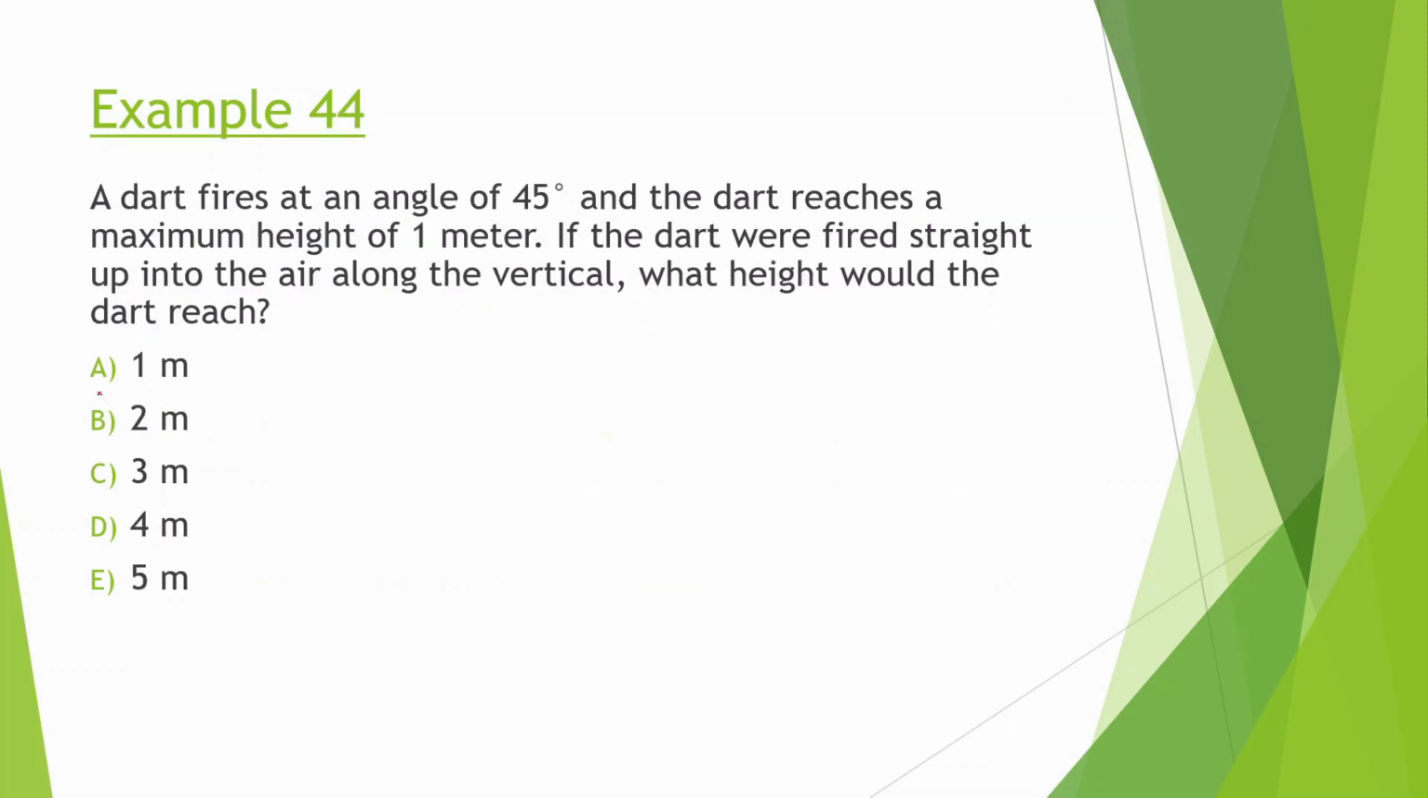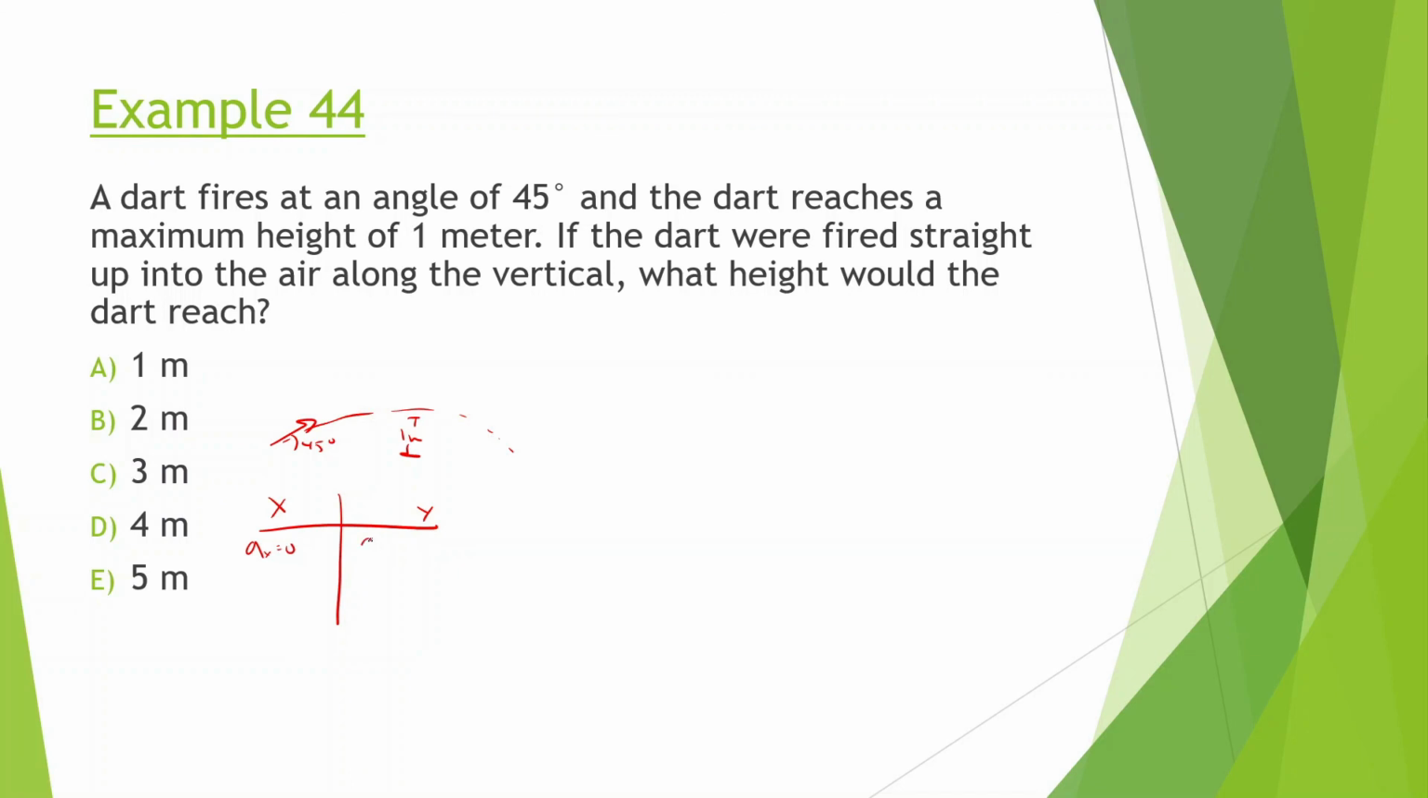All right. So a dart fires at an angle of 45 degrees, and a dart reaches a maximum height of 1 meter. If the dart were fired straight up into the air along the vertical, what height would the dart reach? Okay, so a little bit difficult. So we see a dart is fired at 45 degrees, and then it reaches a height of 1 meter. Now we want to know, okay, and let's see what we know about this.